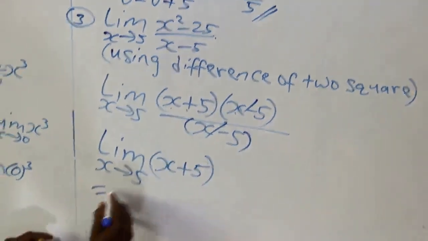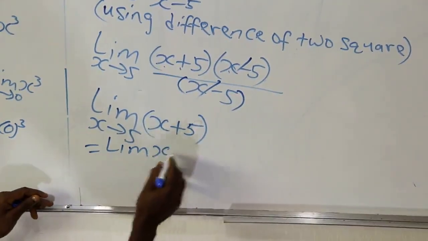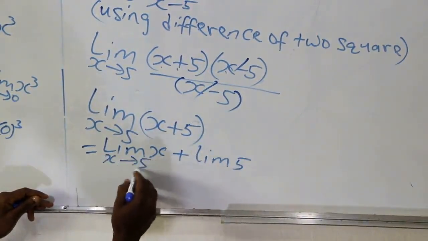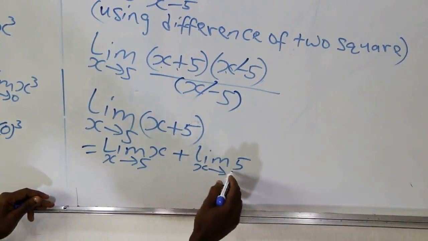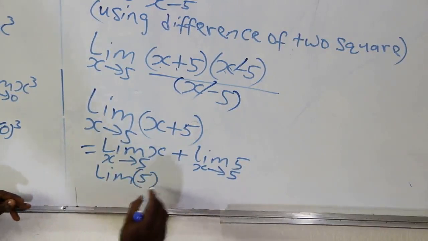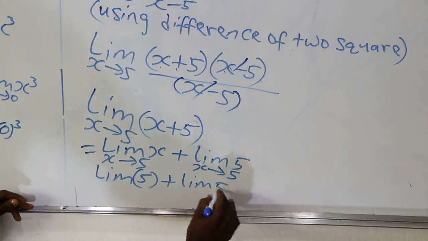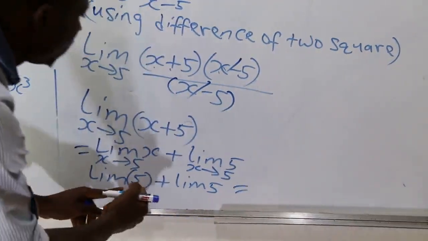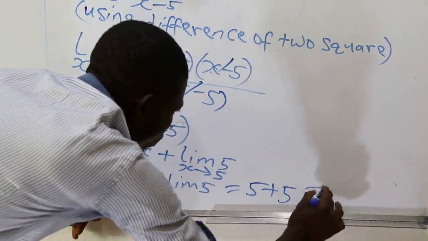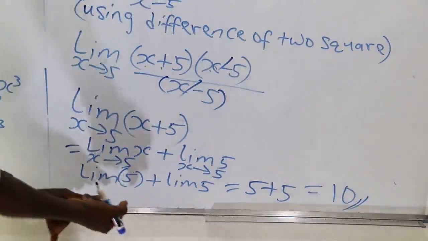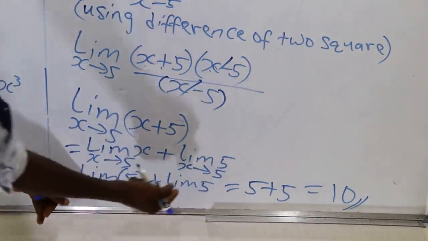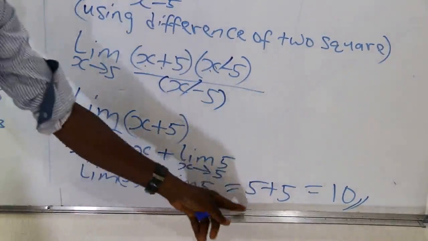Now finishing your work, it will give us lim x plus lim 5. Now don't forget our x tends to 5, and our x still tends to 5. Now when our x is 5, this will give us lim 5 plus lim 5. Now lim 5, by our first property, is 5. So it will give us 5 plus 5. So our answer is 10. First property, lim 5, 5 is our constant. It will give us 5. Also, lim 5, 5 is also our constant. It will give us 5. 5 plus 5 is 10.